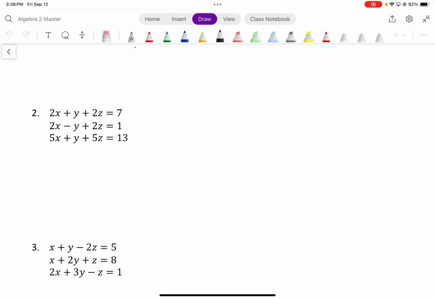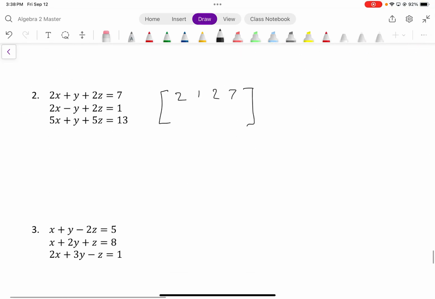In this video, we are going to solve a system of equations using our matrix and our augmented matrix. So in question 2 here, we're going to have kind of an interesting situation pop up. Our augmented matrix is going to have a 2, 1, 2, 7 across the top, 2, negative 1, 2, 1, and 5, 1, 5, 13, where again, the farthest right column is the equals whatever constant. Everything on the left is in order X, Y, Z.